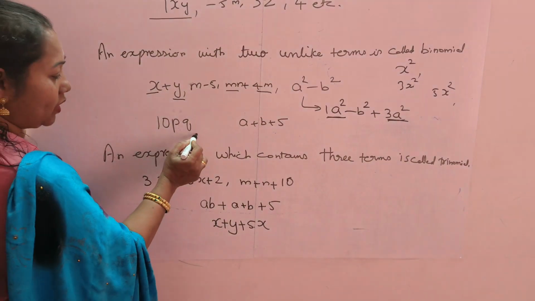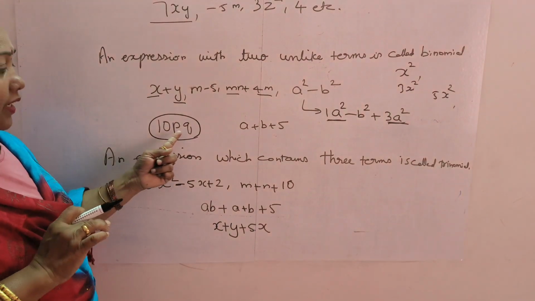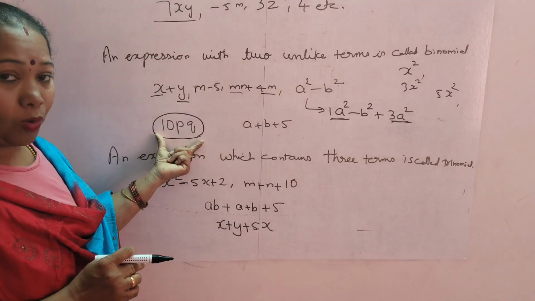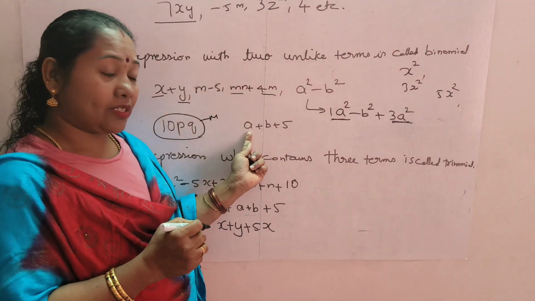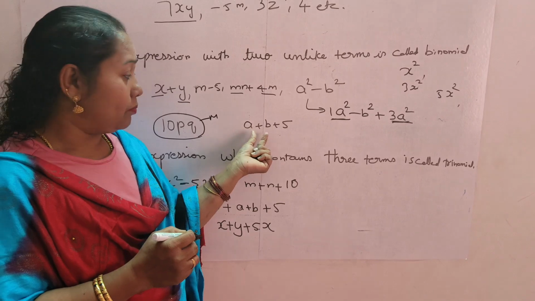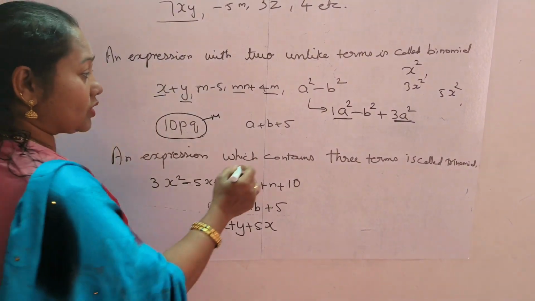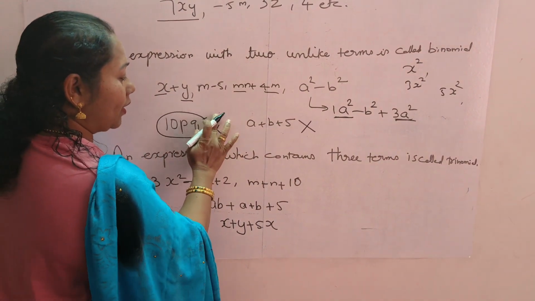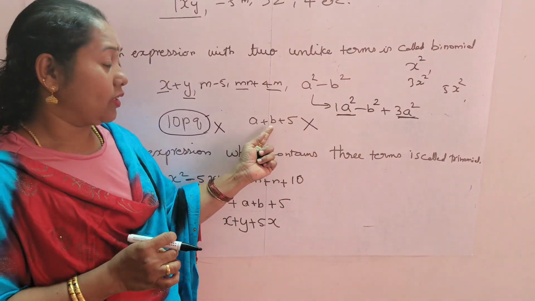If we write 10pq, there are two variables here, but there is no other term. This is only a single term. So this is a monomial. And if it is a plus b plus 5, a is one term, b is another term, 5 is another term. So three terms are here. So this can't be a binomial. This is a monomial and this one is not a binomial, then what will it be?